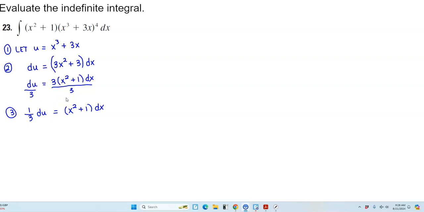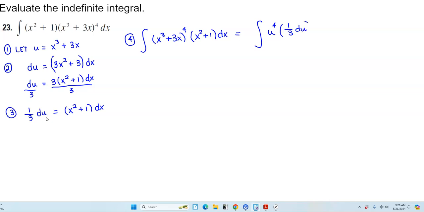So now let's go ahead and rewrite our original question. I'm going to move things around according to the commutative property of multiplication. So I'm going to write x cubed plus 3x to the fourth power times x squared plus 1 dx, and then put in our substitutions. We know that x cubed plus 3x is u, raised to the fourth, so that's u to the fourth, times, well, we know that x squared plus 1 dx is equal to 1/3 du, so that's times 1/3 du.